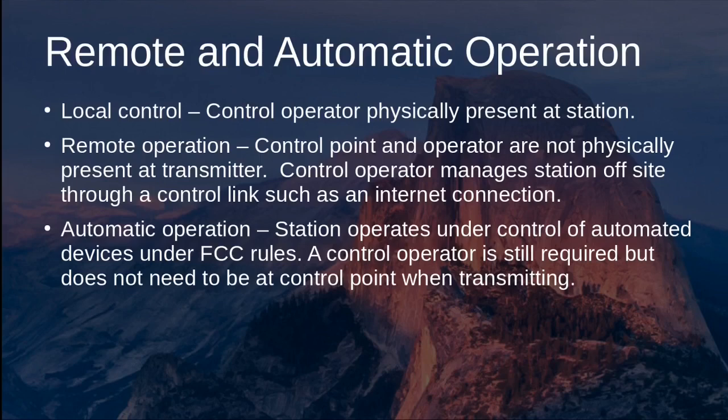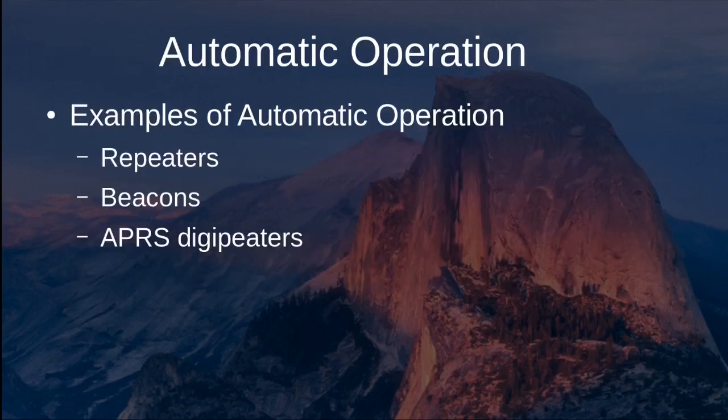Automatic operation is different as well. A station operates under control of an automated device under FCC rules. Examples of automatic operation include beacons. So the control operator is still required, but does not need to be at the control point when transmitting. Other examples of automatic operation include repeaters, APRS digipeaters, and of course, beacons.